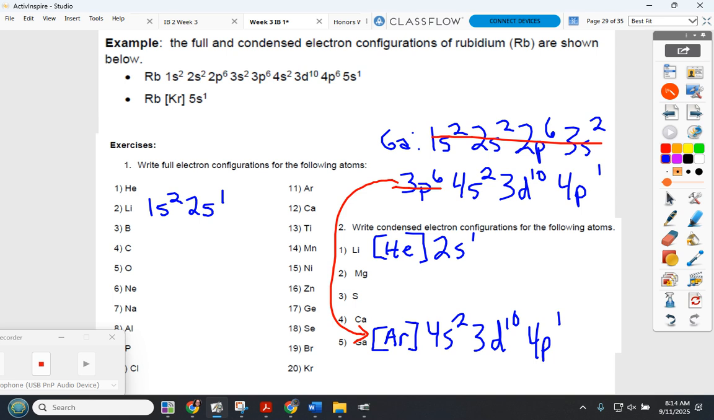Yeah, so you're going to get to whatever the last full p level was, and then turn all of that into the noble gas in brackets, and then go from there for the condensed. So much shorter. Still has the important things that you need to know that tell you where it is. Okay. Questions on that?